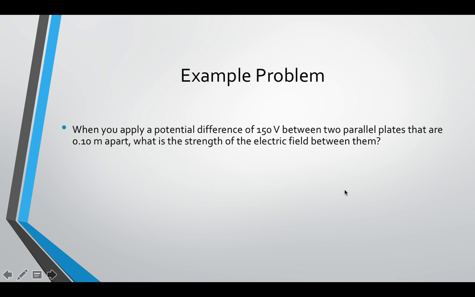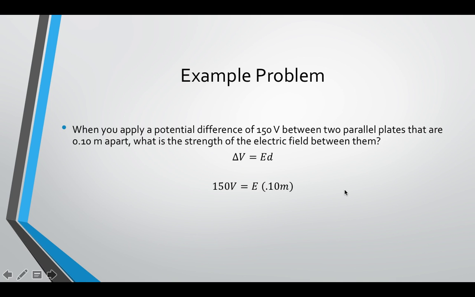When you apply a potential difference of 150 volts between two parallel plates that are 0.10 meters apart, what is the strength of the electric field between them? We know this formula. We've been using this. We just know some different numbers than we've known before. So we know that the electric potential difference is equal to the strength of the electric field times the distance between the plates. We know the distance between the plates, and we know the electric potential difference. The electric potential difference was 150 volts, and the distance between the plates was 1/10 of a meter.